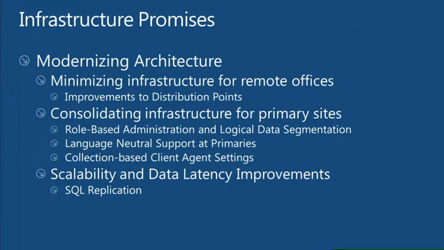We've also looked at how we can minimize the overall infrastructure that you're putting in your offices. Today you might have 100,000 clients and then have something like 300 plus servers to manage your infrastructure. We're looking at ways for you to really reduce that number and lower your total cost to use and deploy Configuration Manager. And we do this through things like the SQL replication and through the improvements to distribution points or branch cache.